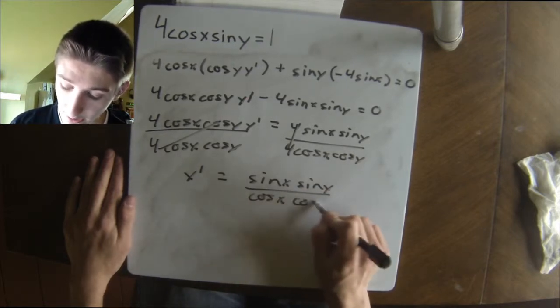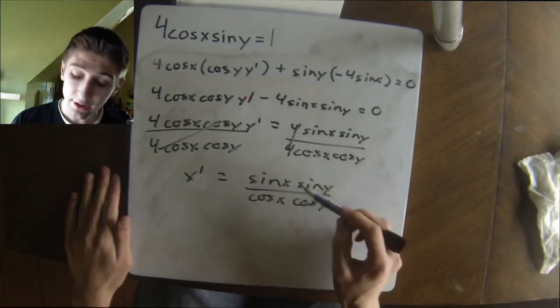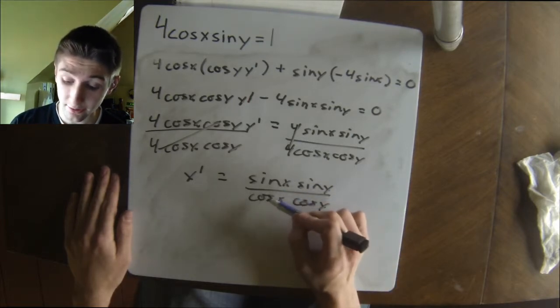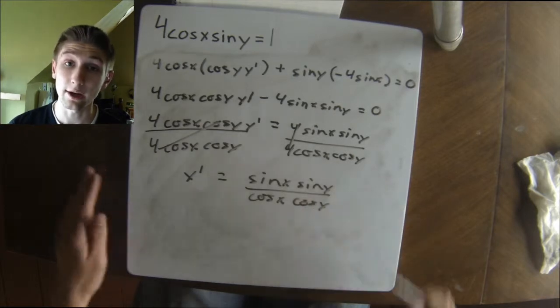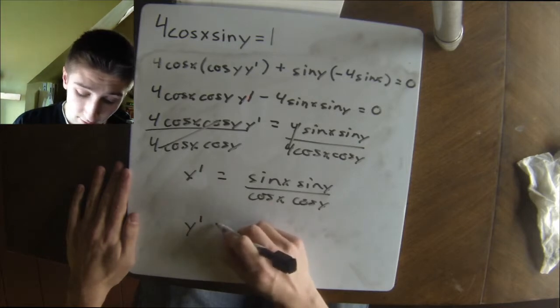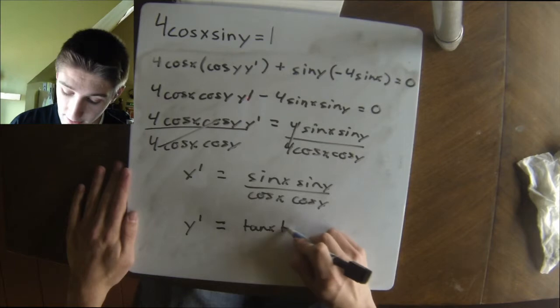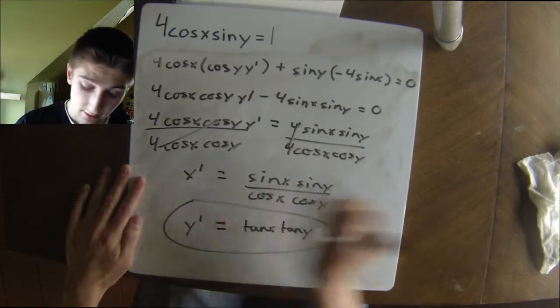Now technically this is the correct answer, but you can change this to tangent since you have a sine x over cosine x and a sine y over cosine y. So what you can do is make it y prime equals tangent x tangent y. And that is your complete answer. That is how you take the derivative implicitly.